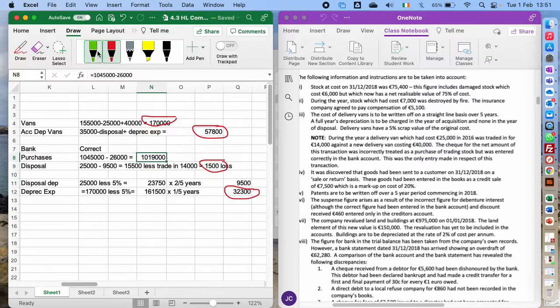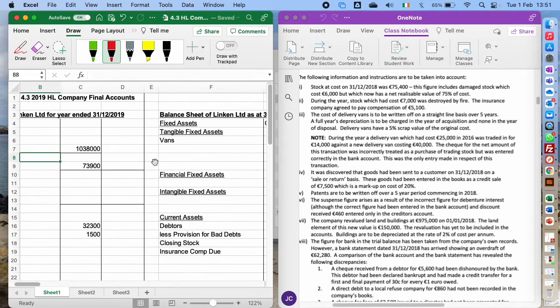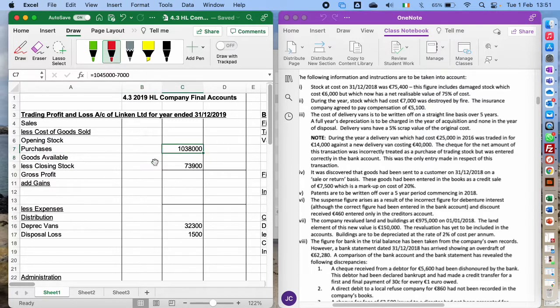1045. So, no, I made a mistake there, I think, with that. Is that right? Yeah, I think it is. So 101900. Is that? Yeah, no, I think that's right. So that's the number then that I'm going to put over here for purchases. Now remember, I've already taken something away from purchases. So what I'm going to do here is I'm taking away another 26 from the figure for purchases.